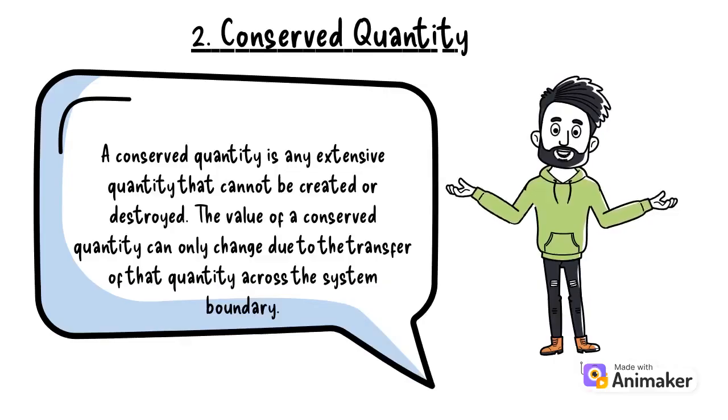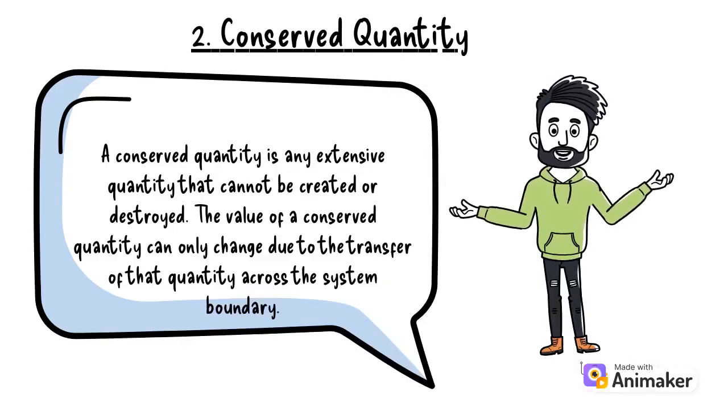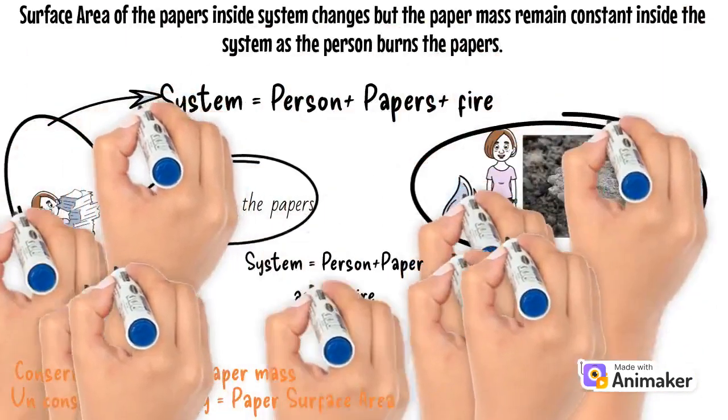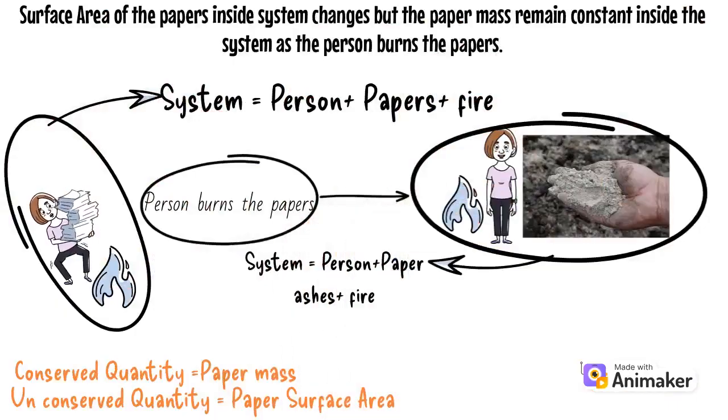Let me give you an example. Suppose we define our system to include a person holding a piece of paper. In this system, we can look at the extensive quantity, the surface area of the paper. If the person burns the paper, the surface area inside the system changes. However, if we consider the extensive quantity, the mass of the paper, we would find that the mass remains the same before and after burning. In short, a conserved quantity remains constant in an isolated system, a system where nothing enters or leaves. A non-conserved quantity, on the other hand, can change even when the system is isolated.